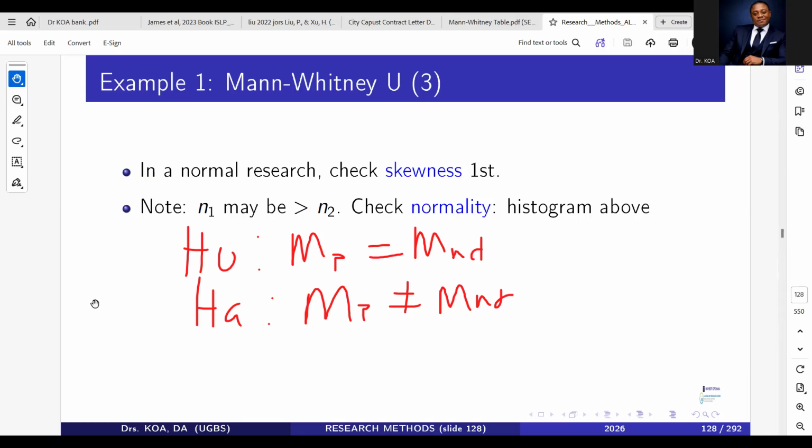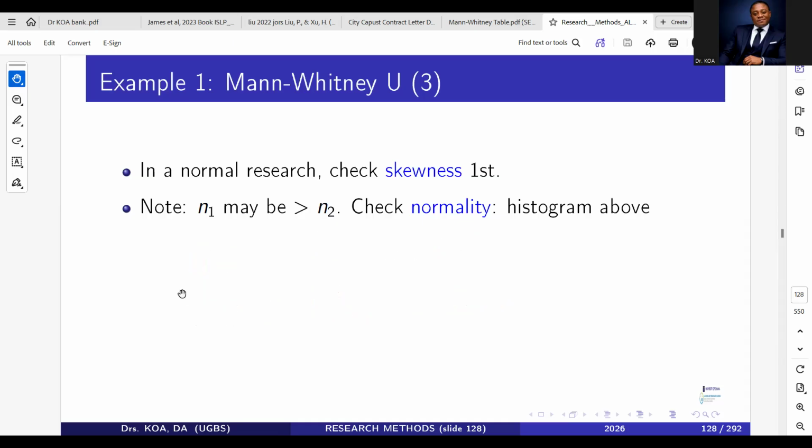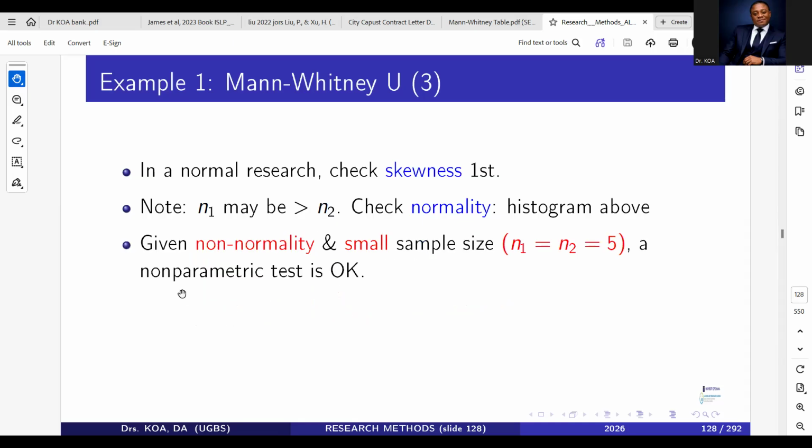That's how you interpret this. So you got to understand, not just writing the hypothesis. In an exam, writing the hypothesis and explaining the hypothesis is more important. Okay, so how do we execute?